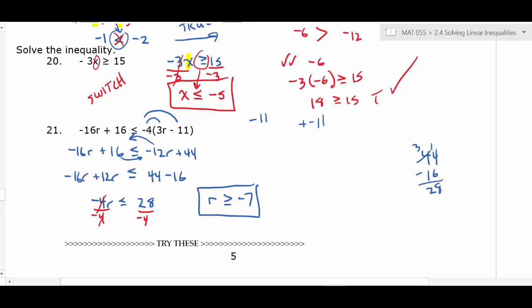Now I do want to show one other little aspect on this problem. I want to show you what happens if you did the problem a slightly different way.